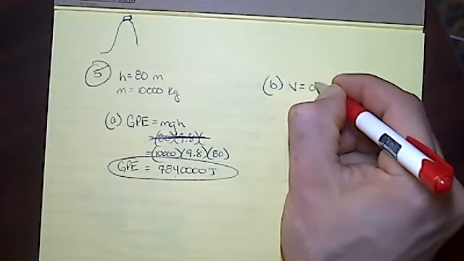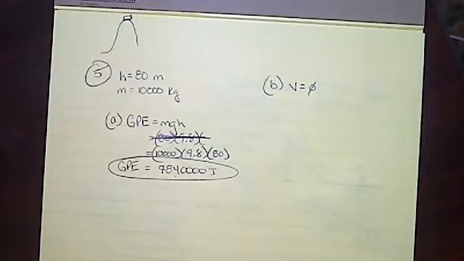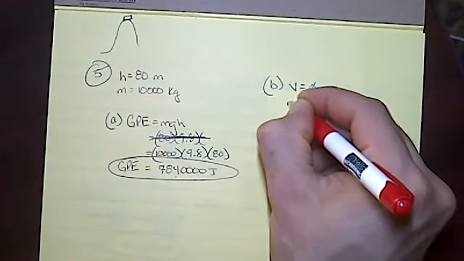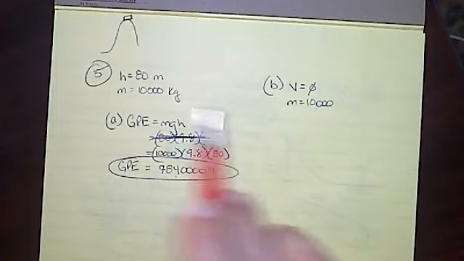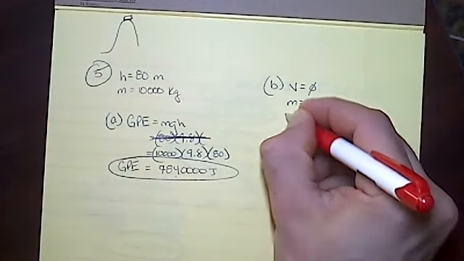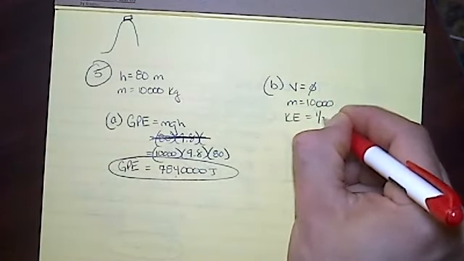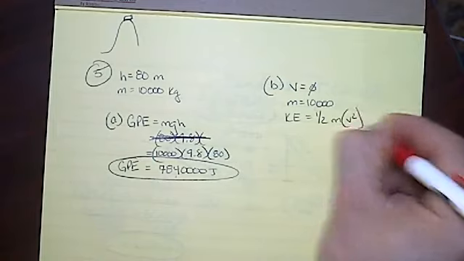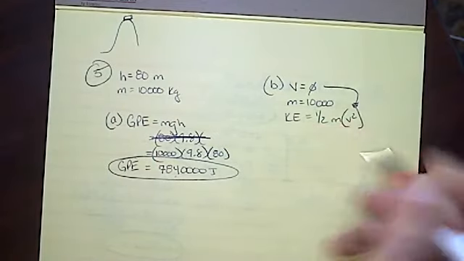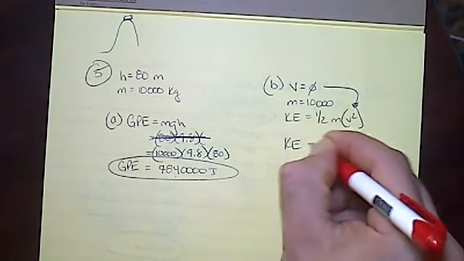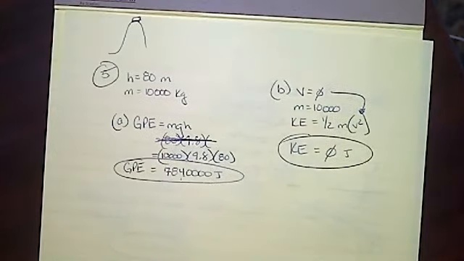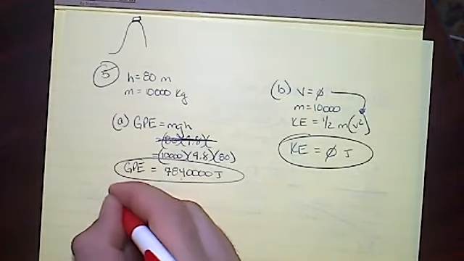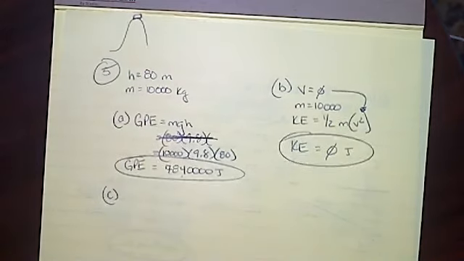The velocity becomes 0. The mass is still 10,000 because that car is just waiting there to fall over the hill. So let's find the KE. KE equals 1/2 mv squared, but we just said that our velocity is 0, which means the KE comes out to be 0 joules. All right, nice and easy, right? That wasn't too bad. Let's move on to C.